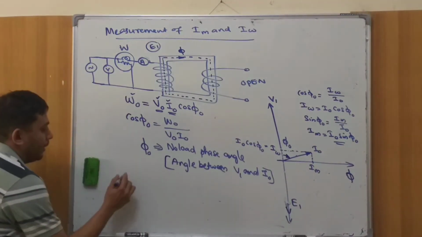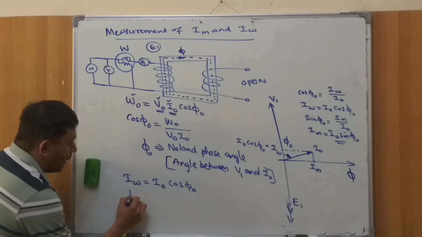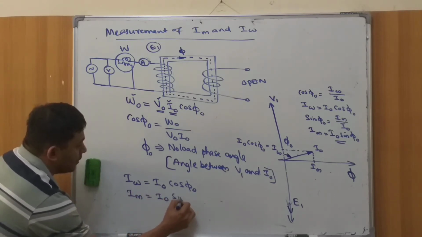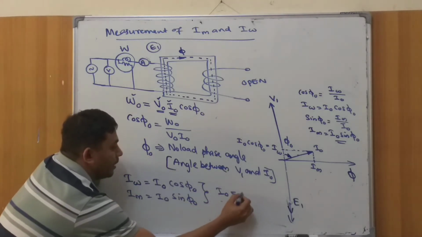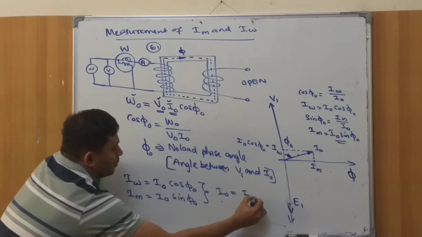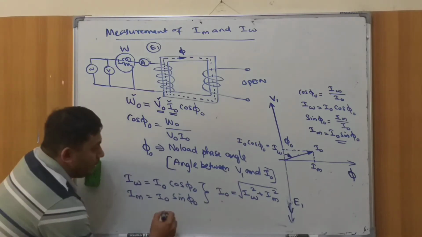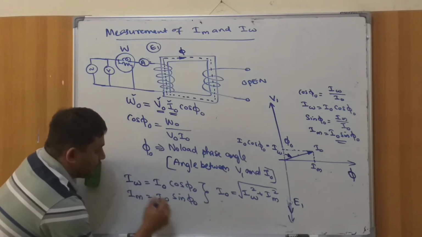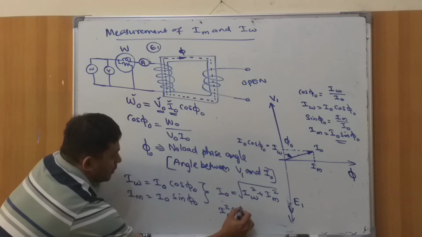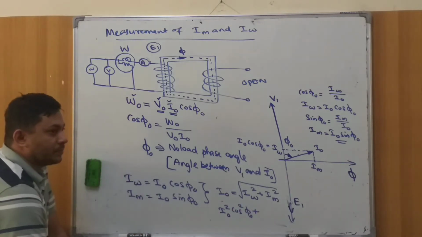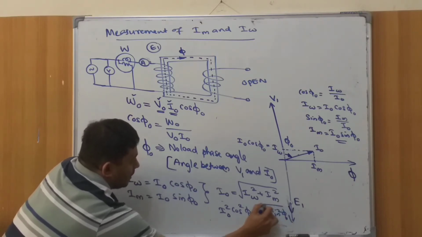One is IW, which is equal to I0 cos phi 0, and Im is equal to I0 sin phi 0. These two combined will give you I0. But since it is a vector addition, you have to square this and square this, then take the square root. So IW square plus Im square will be I0 square cos square phi 0 plus I0 square sin square phi 0, under root.